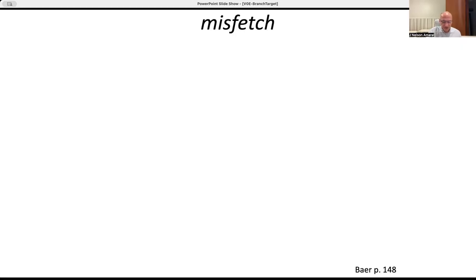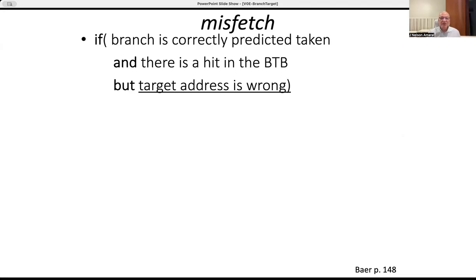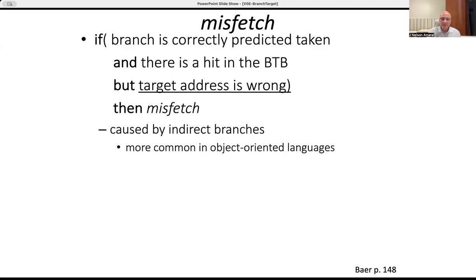In this case, I have to consider what we call a misfetch. What is a misfetch? If I have a branch that is correctly predicted as a taken branch, and there is a hit in the BTB, but the target address that I got from the BTB is wrong. Why is that target address wrong? Because the branch is changing targets between executions, and I may have stored in the BTB the target from the last time that I executed the branch, which is different this time. So when this happens, I say that I have a misfetch in the BTB.